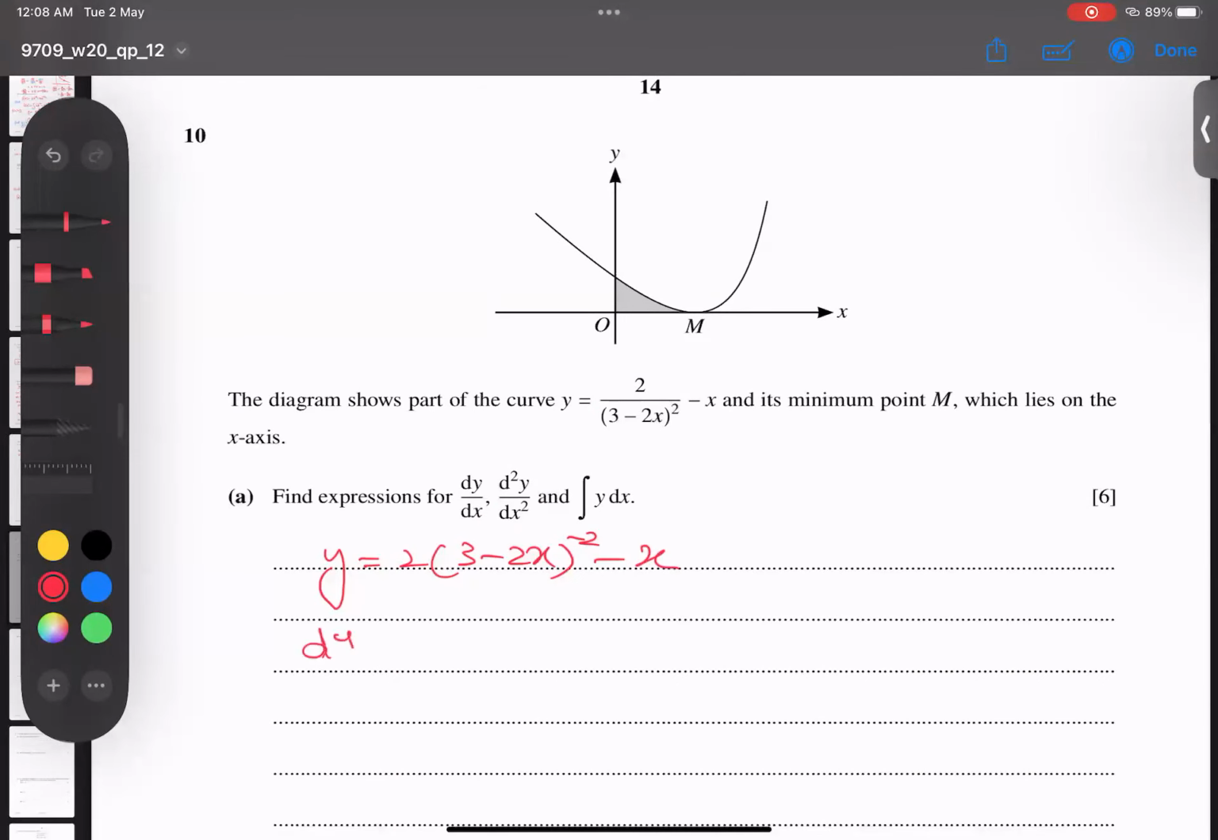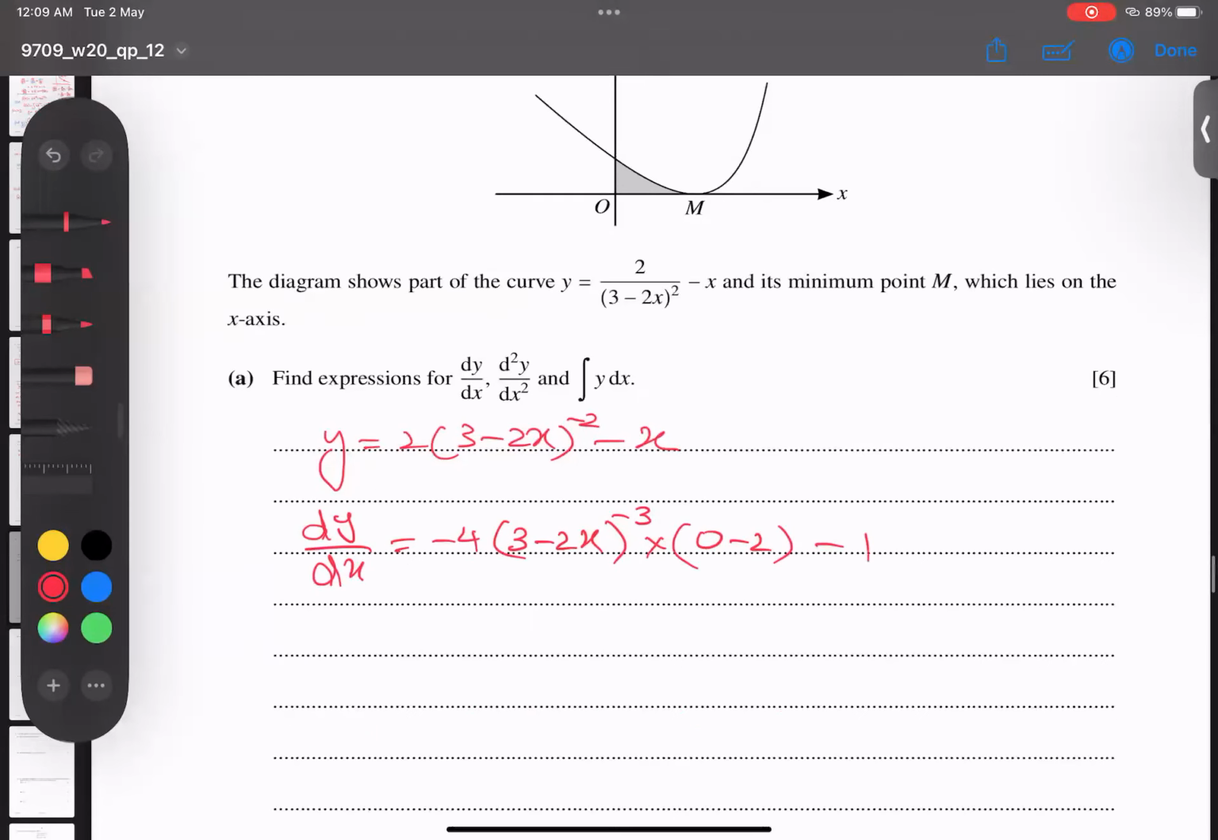What is the way of differentiation? You know, students, the power comes down and the power becomes one less. The base in the bracket remains the same. Multiply by the base derivative. This becomes 0 and this becomes -2. And what about the x differentiation? You know, 1. So simplify, -2 into -4 becomes 8. I have done simplification first, differentiation completely over.